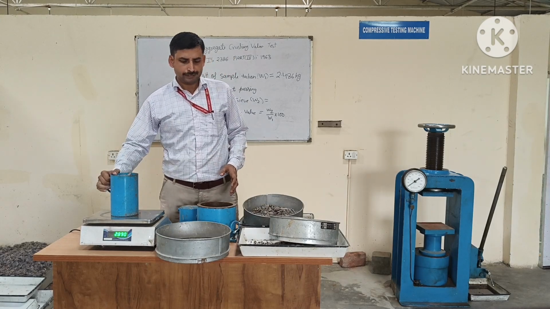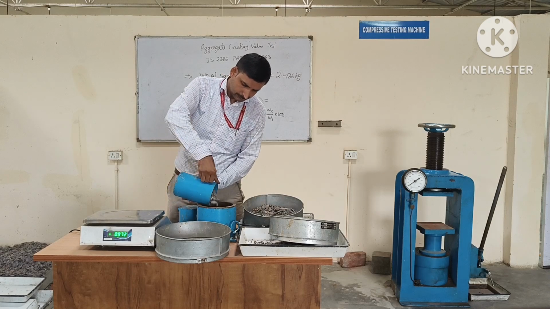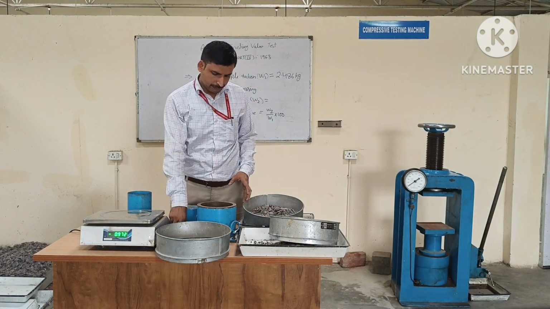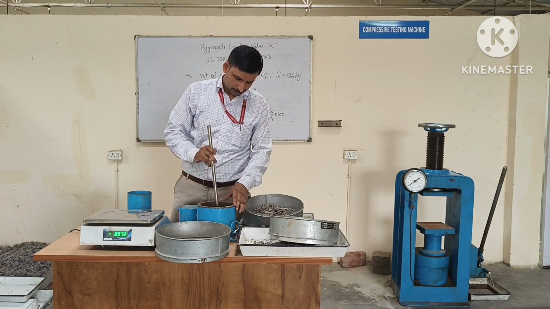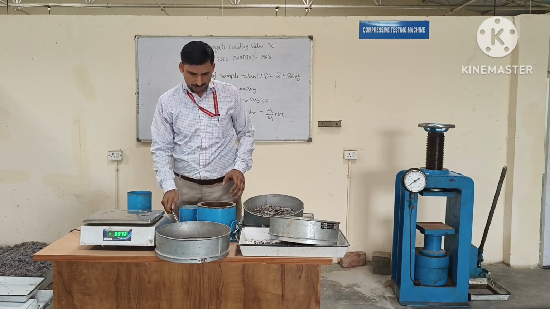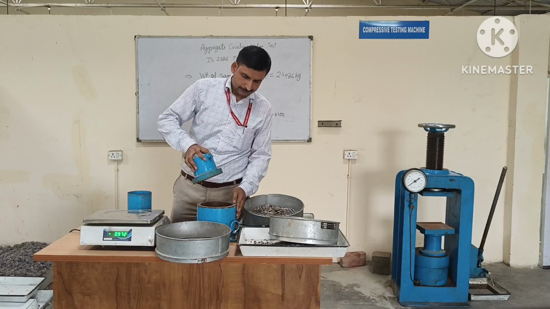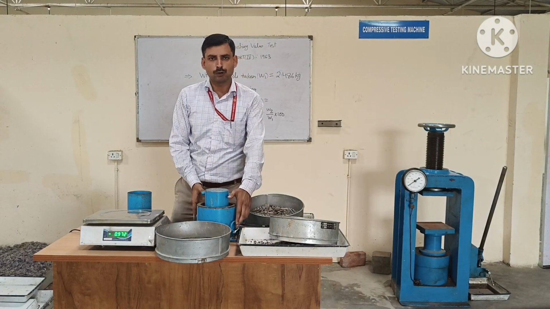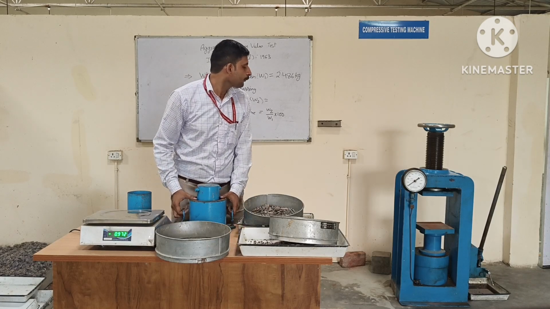Now put this aggregate in this gradually open steel cylinder and start tamping it 25 times. This is a plunger. Now put this plunger in this cylinder. Now hold the assembly and put it in the aggregate crushing strength apparatus.